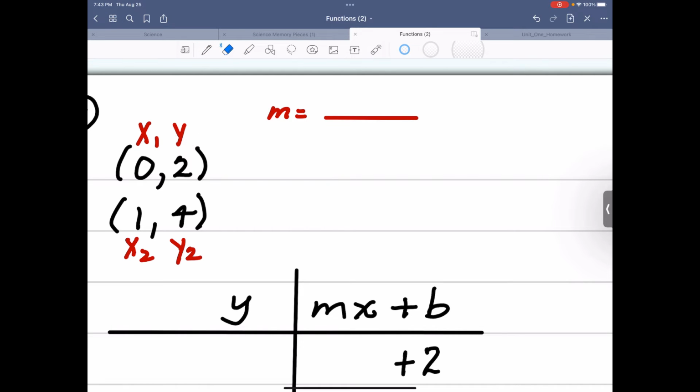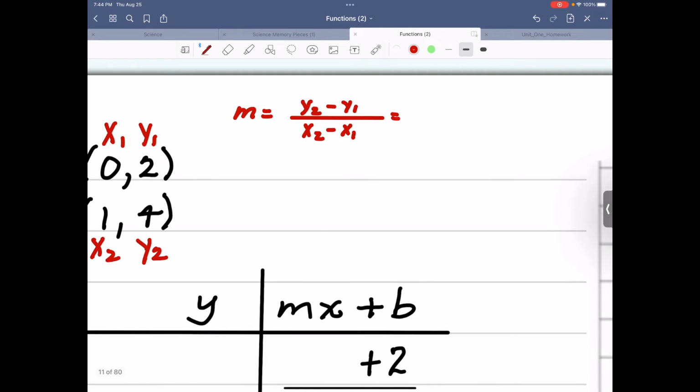Goodness. This is y1. Sorry. But I am going to follow my own advice and write the formula. It will save you mistakes. So y2 is 4, y1 is 2, x2 is 1 and x1 is 0. So 2 over 1 is 2.